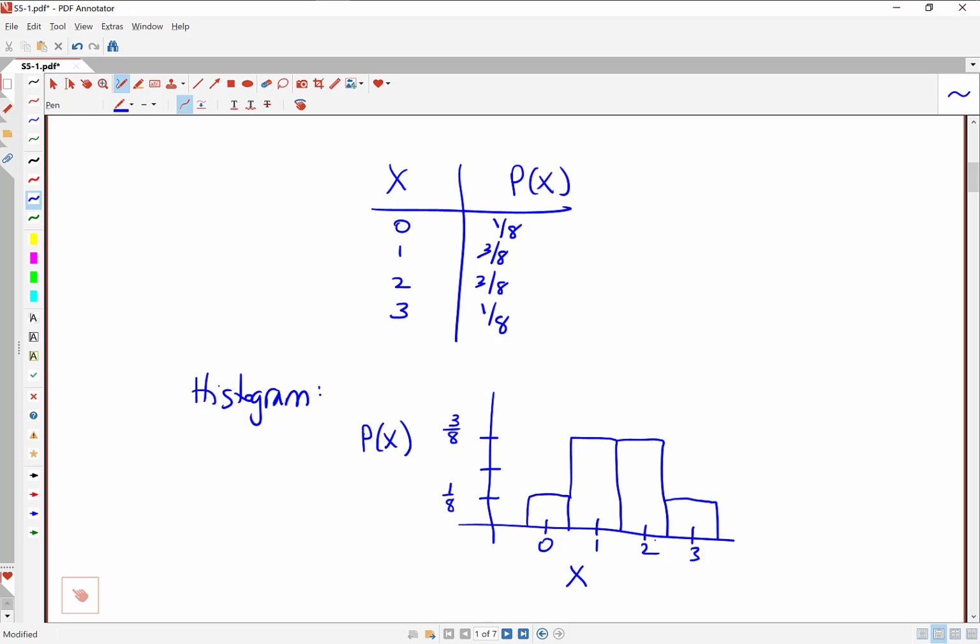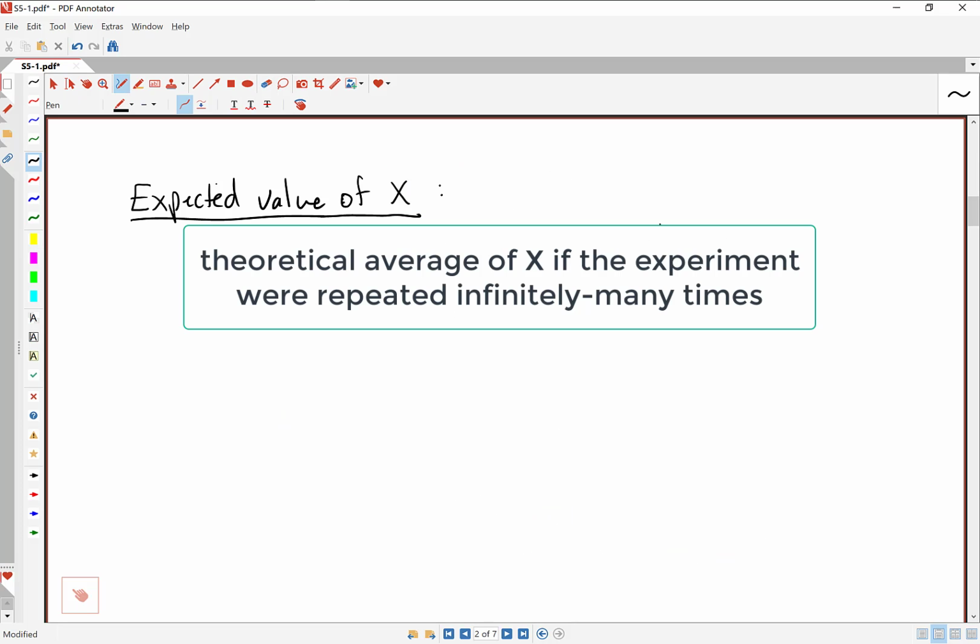So there we've got a visualization of the different X values that are possible and the probabilities that go with each of those X values. So that's a great visual way to understand a random variable. So now we're going to define the expected value of a random variable. It is the theoretical average if the experiment were repeated infinitely many times.